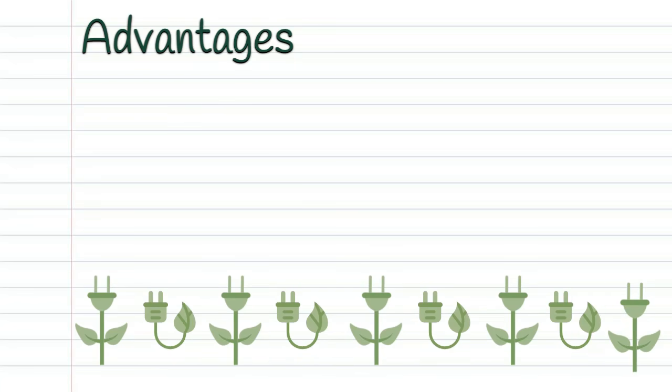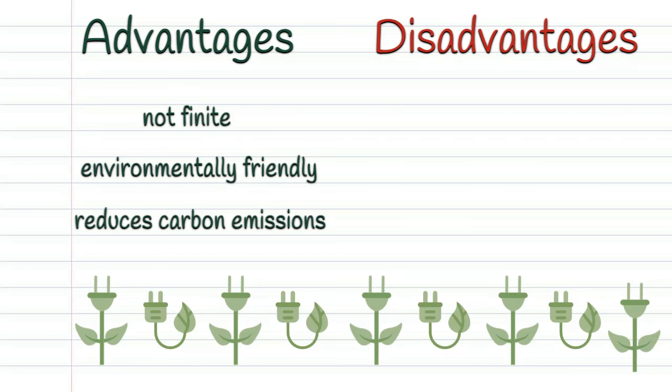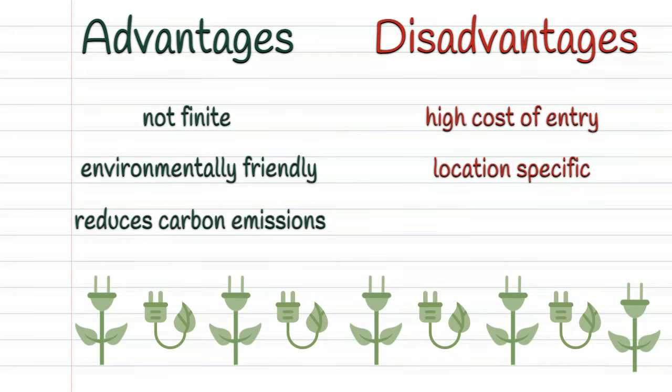Advantages of renewable energy sources are that they are not finite, they are environmentally friendly, and can reduce overall carbon emissions. Disadvantages are that there is a high cost of entry as many renewable energy systems are expensive to install, some are location specific, and more technology is needed to make renewable energy gathering more efficient.